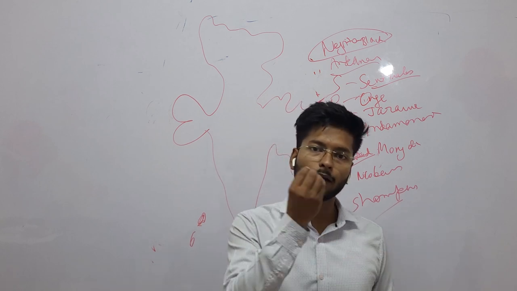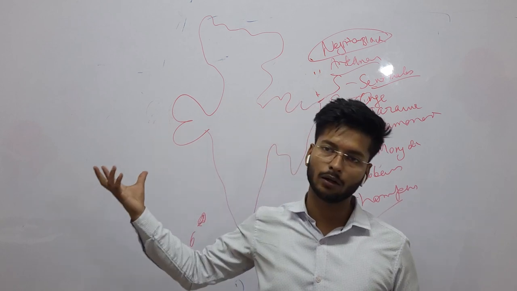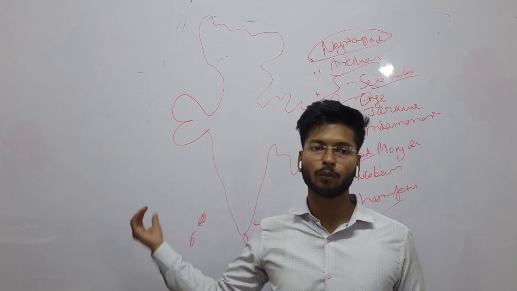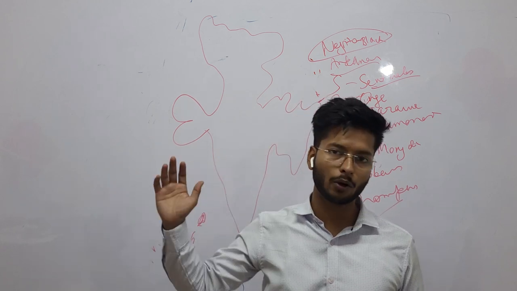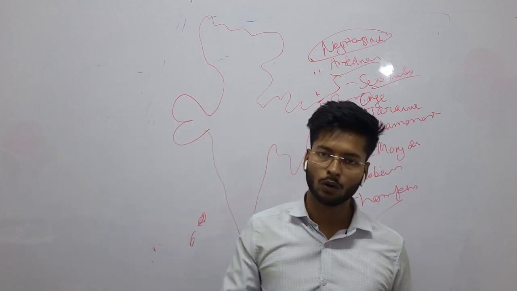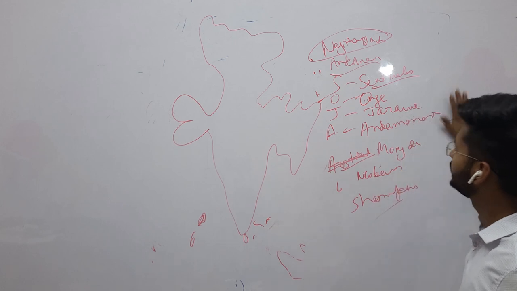Nicobar is situated very near to Sumatra. So people came from there to Nicobar, that is where they are Mongoloid, and people from Africa reached Andaman, so that is their Negrito. This is the difference. So, the six tribes.